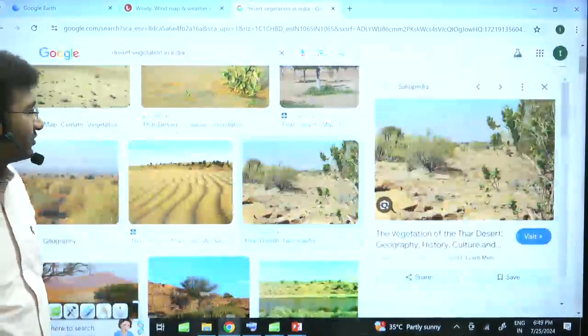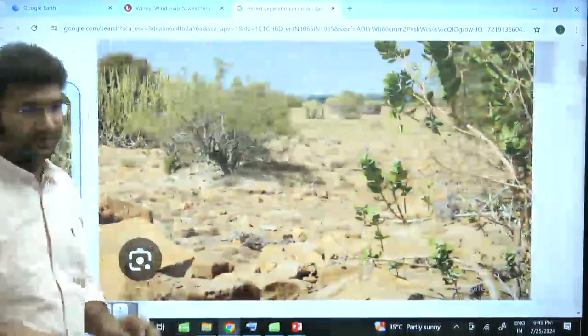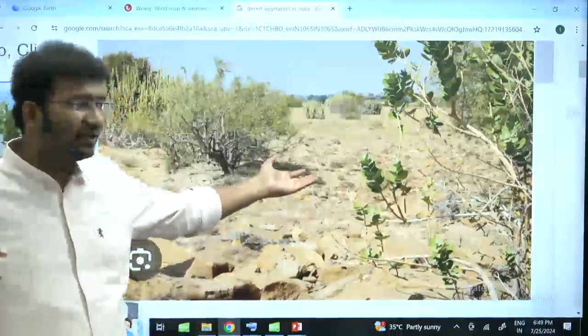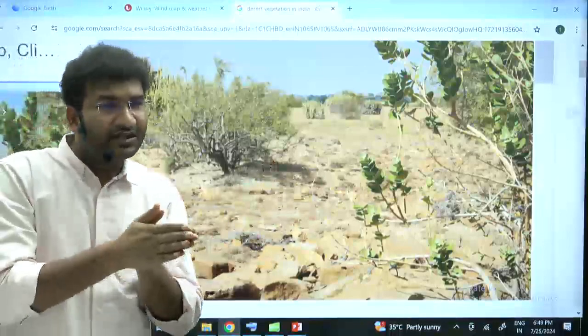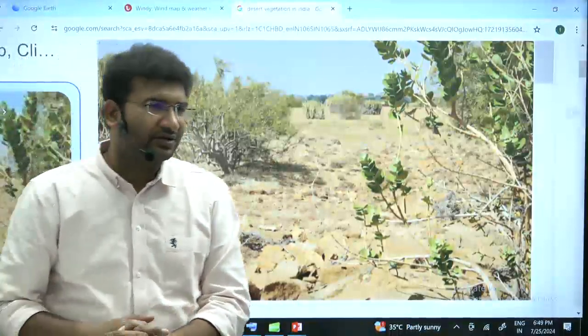This is how your desert looks. It's not that all deserts will have sand dunes. Sand dunes are the extreme case of deserts. Now here you find two different types of soil. That is your desert soil, arid soil. It is also called saline soil.